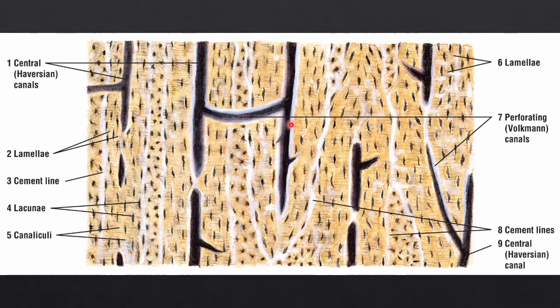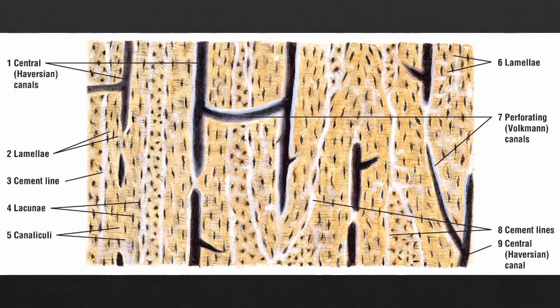So here you can see the Volkmann canal, and these are the collagen fibers, which are called lamellae, and these small gaps are called lacunae. In the gaps, in that lacunae, we can identify that the osteocytes are located.